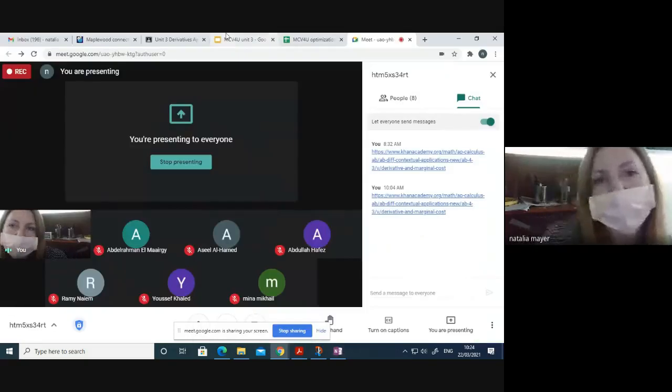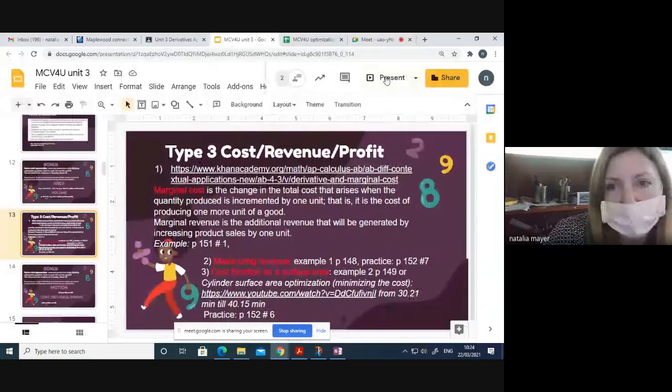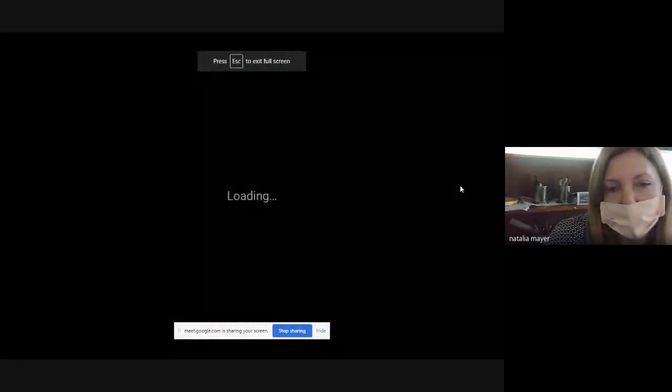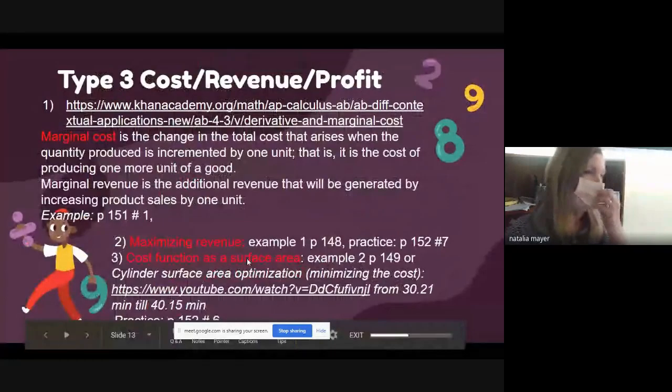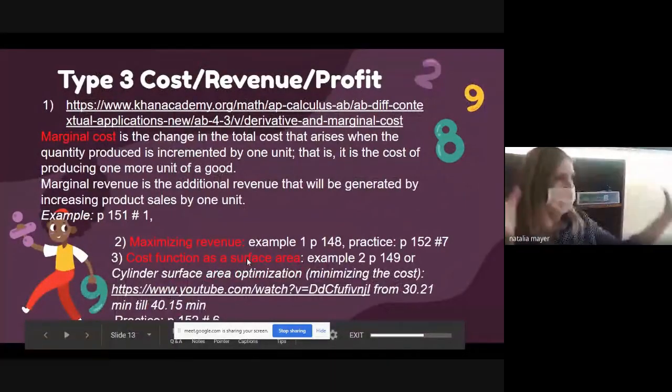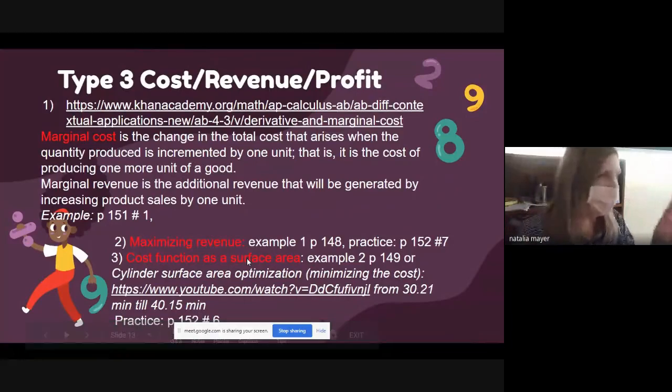Guys, let's move on. So the next question for today is maximizing the revenue. So basically, under this big type, I identified 3 subtypes.